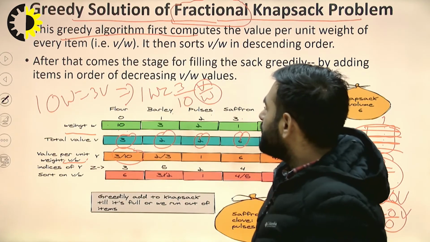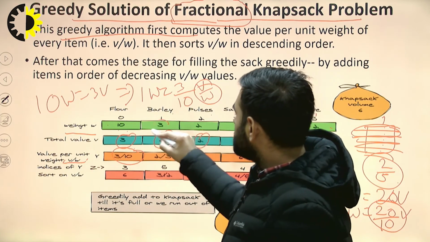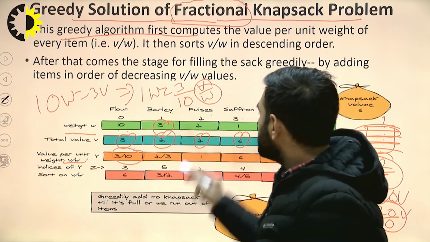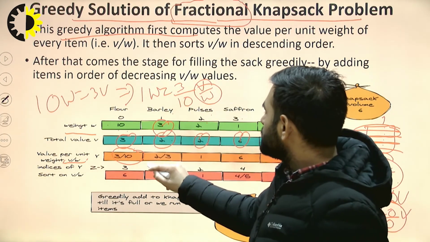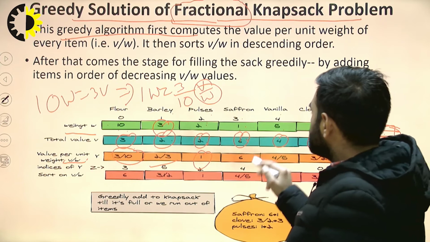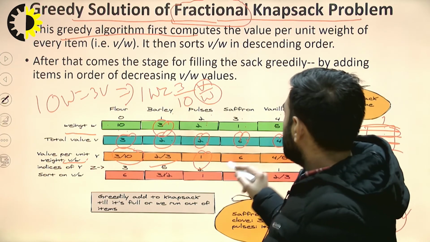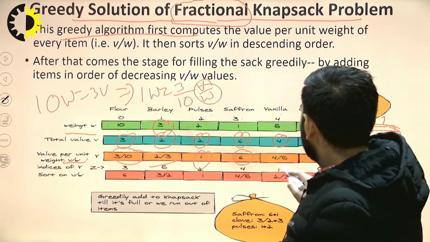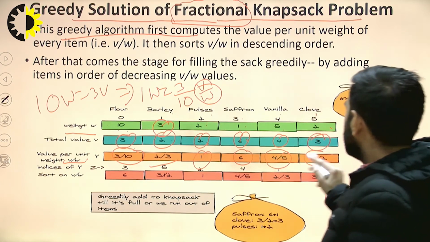Same for the weight, barley of weight 3 gives me a value of 2. Same, it is 2 by 3. 2 by 2 it is 1. 1 by 6 is equals to 6 by 1. It is 6, 4 by 5 and 3 by 2.